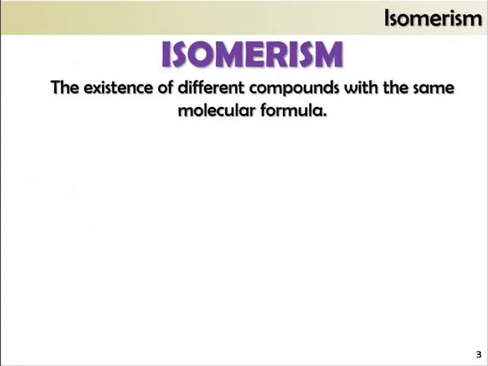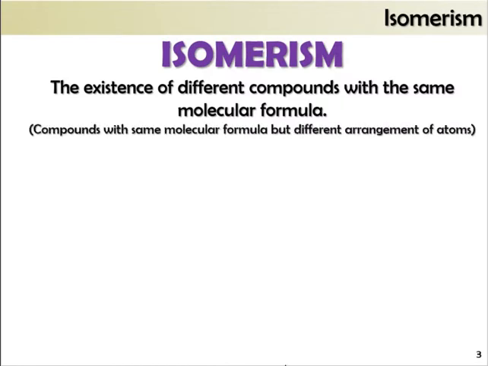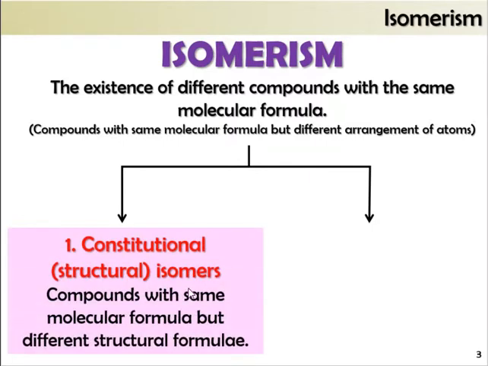So what is isomerism? Isomerism is the existence of different compounds with the same molecular formula, or compounds with the same molecular formula but different arrangement of atoms. So we have two types of isomer. Number one, constitutional isomer or structural isomer.